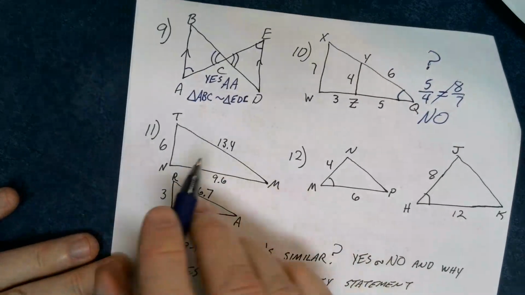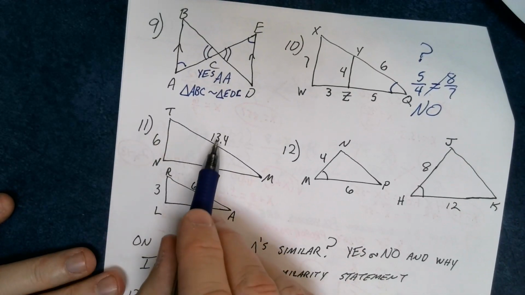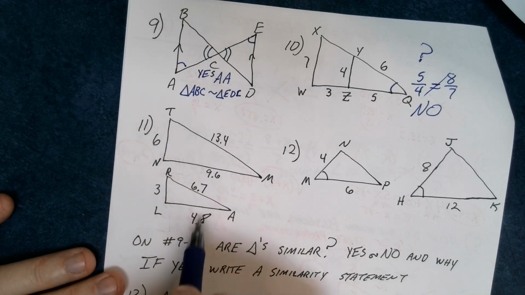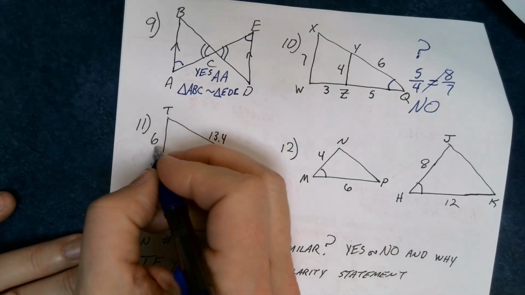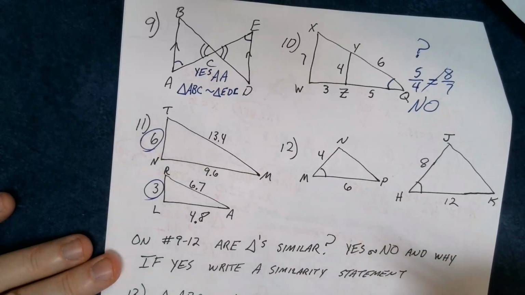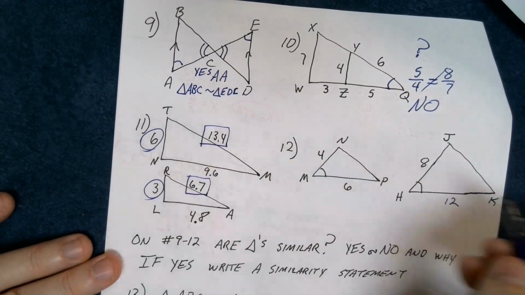Okay, over here, I've got a 6 and a 13.4 to 9.6, so I've got a side, a side, and a side, and a side, a side, and a side. So what I'm going to check right now is, are the sides proportional? So I'm going to check comparing sides. This left one to this bottom one, that's 6 to 3, so that's a 2 to 1 ratio. Now I'm going to check this one to its corresponding part over here.